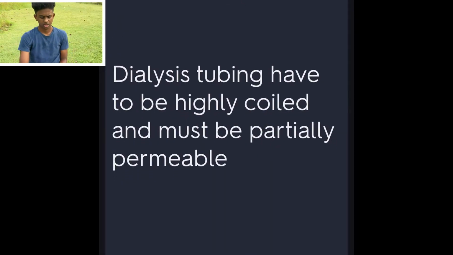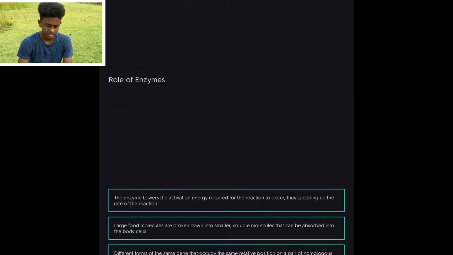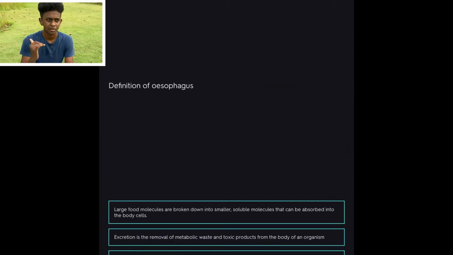Yeah, dialysis tubing has to be highly coiled and must be partially permeable. So then you say, I got it, and after that, role of enzymes. Enzymes lower the activation energy required for a chemical reaction to occur, and hence increase the rate of reaction. If I know that, that means I'm getting the top process right, and as long as I get the top process right, I'm able to attempt the question properly and figure it out.